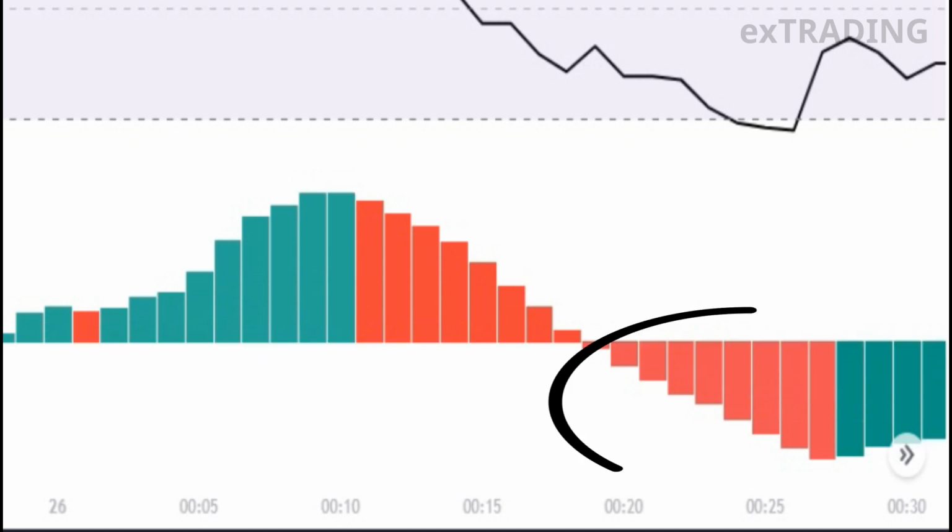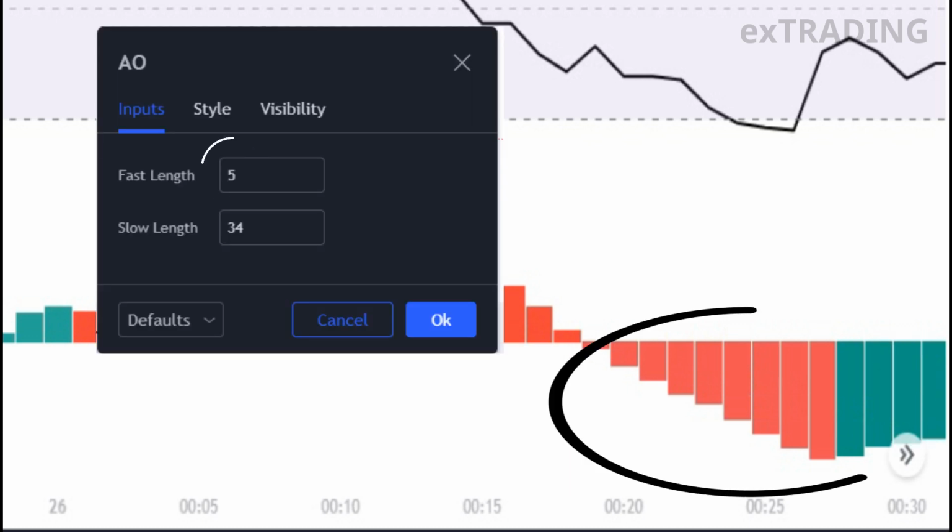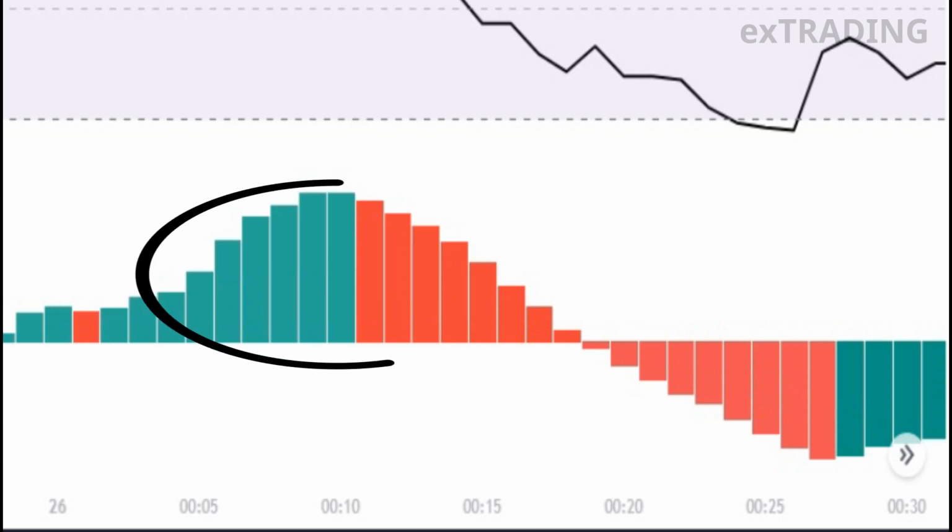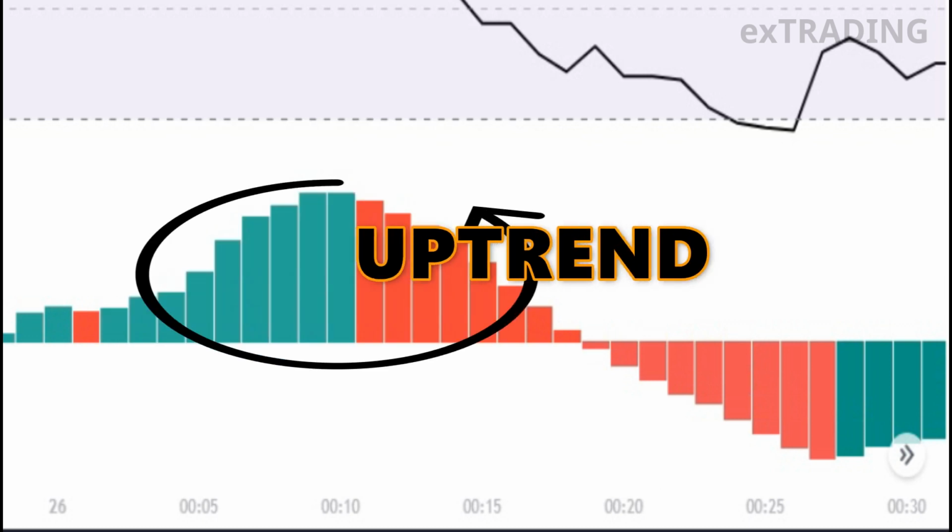1. When the awesome oscillator is below the zero line, we can determine that the short-term moving average, 5-period simple moving average of median price, is lower than the 34-period moving average. This is a downtrend. 2. When the awesome oscillator is above the zero line, we can determine the trend is now an uptrend.